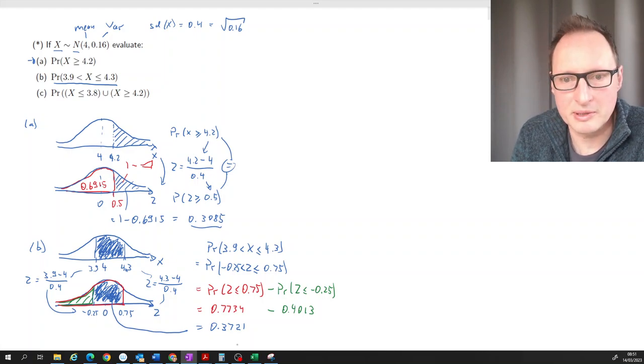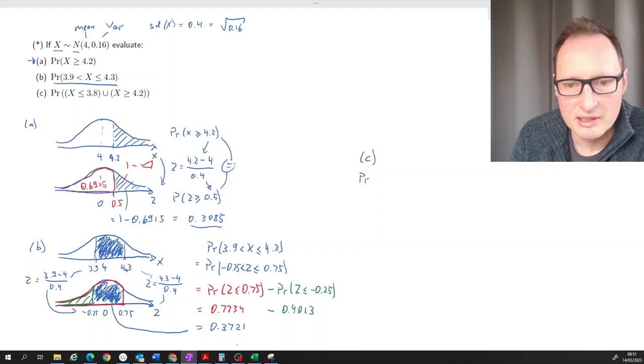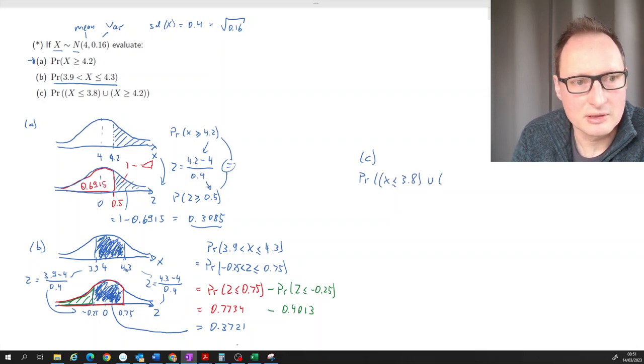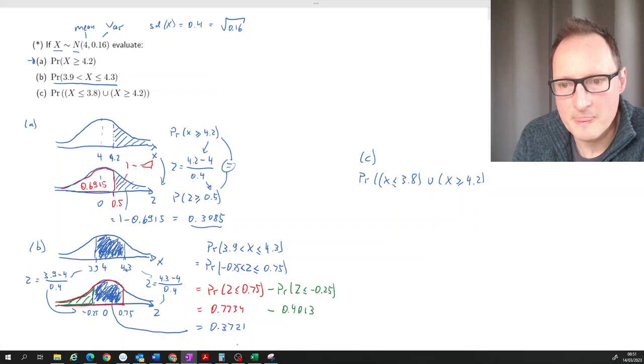And let's move on to part C of the question. So the probability here, let me just copy that. X is smaller than 3.8. That's one event. Union, the probability that X is larger than 4.2. Now again, let's do a little sketch, and that's important here.